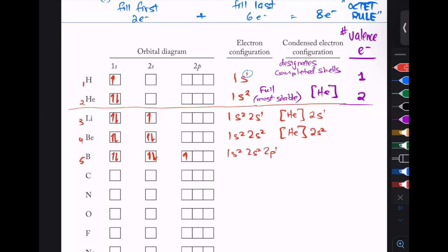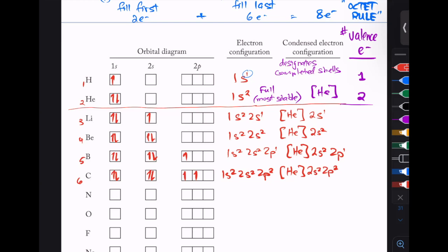And the condensed form is helium 2s2, 2p1. For carbon with 6 protons, 1, 2, 3, 4, and now I can apply Hund's rule. The electron configuration is 1s2, 2s2, 2p2, or if I show it in condensed form, helium 2s2, 2p2.